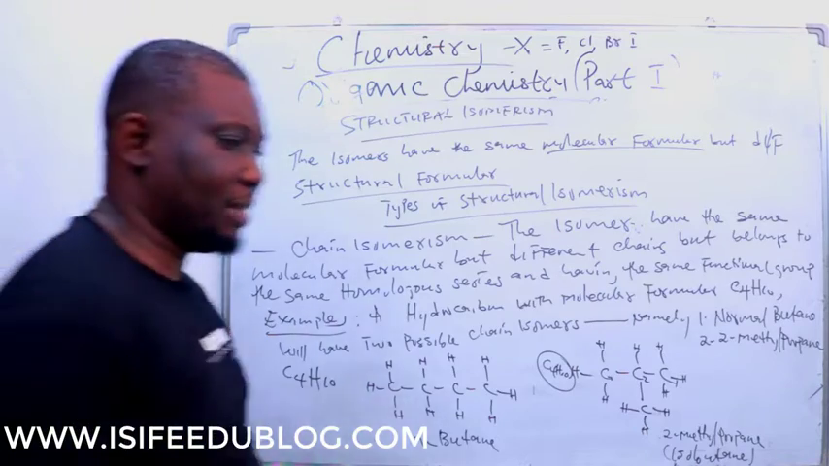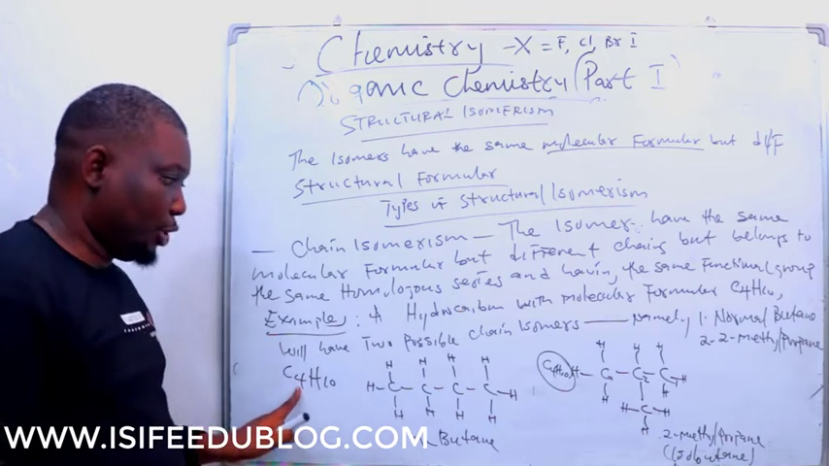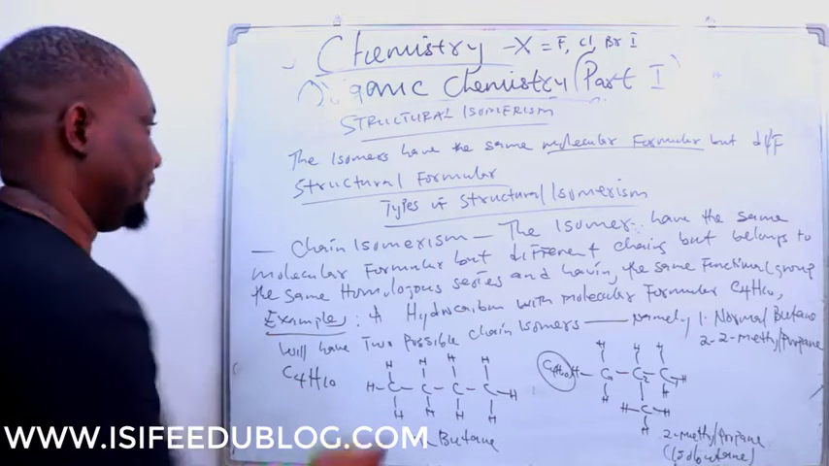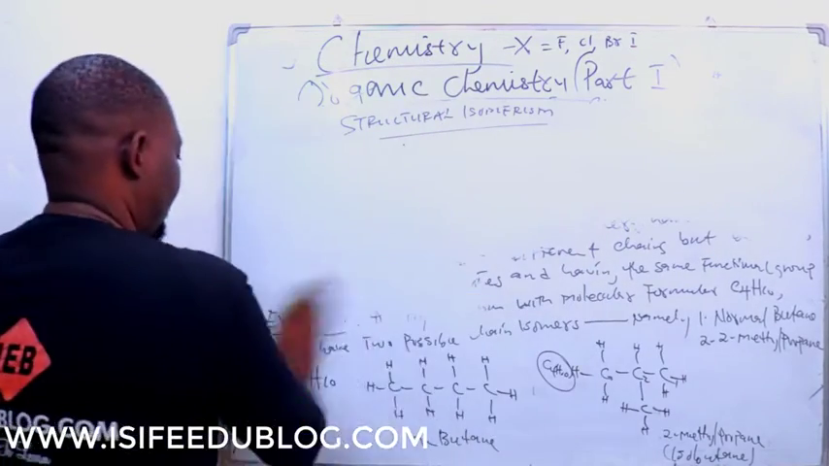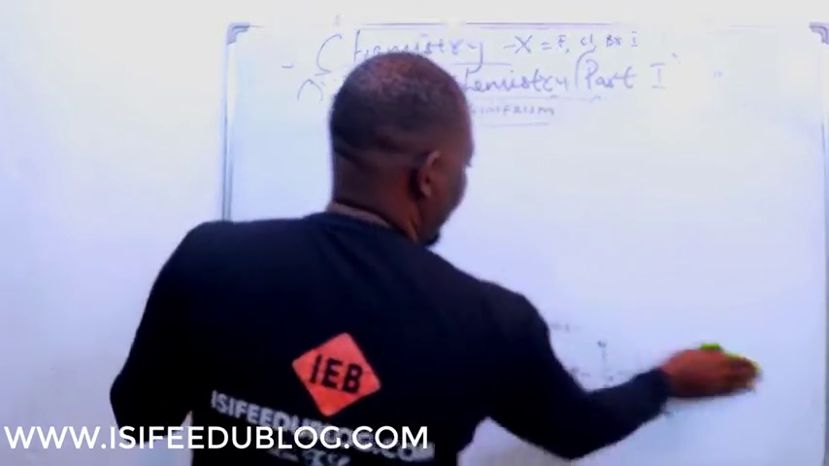Okay, let me give you another example of that. Let's also be increasing the number of carbons. So if butane has 2 possible isomers, how many isomers are there in pentane? Okay, let's see now. Still on chain isomer.